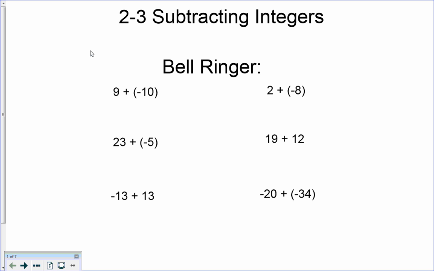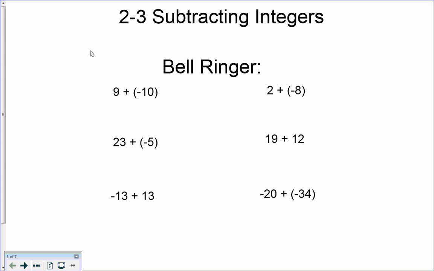All right. Today is 2.3, subtracting integers. First, let's talk about the Bellringer. Okay. 9 plus negative 10. What do you get for an answer, Riley? Good, negative 1. Nice job. 23 plus negative 5, Carver.